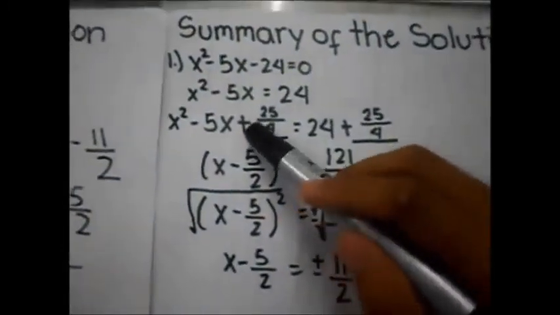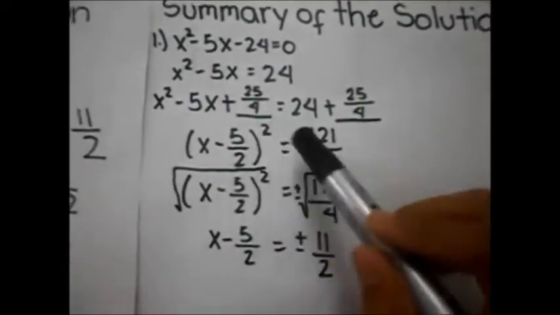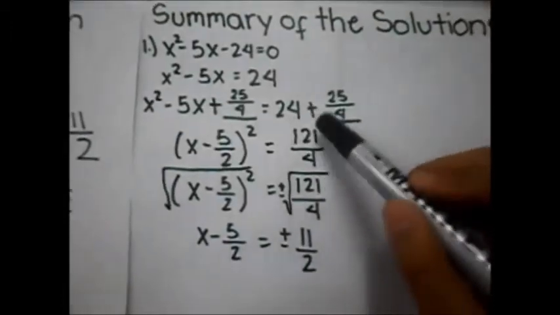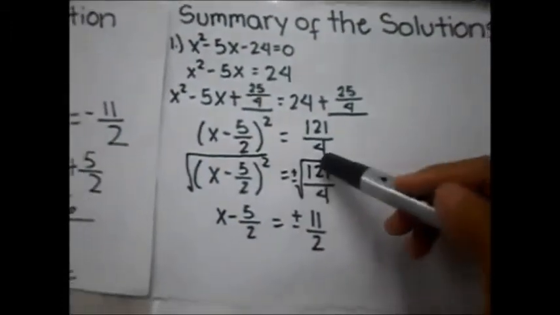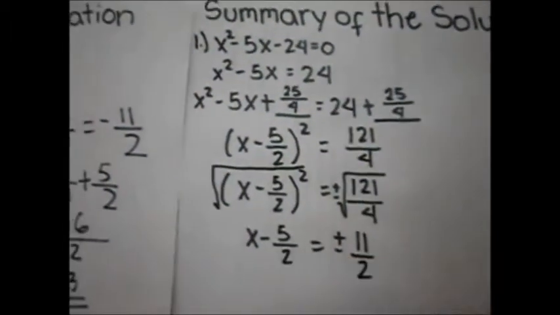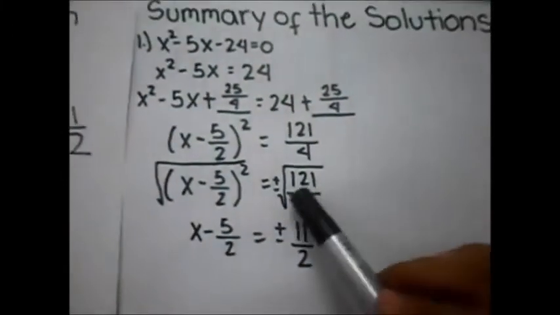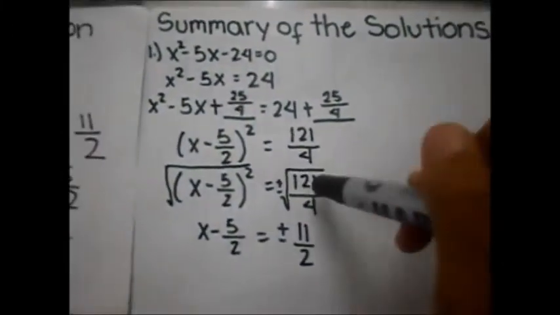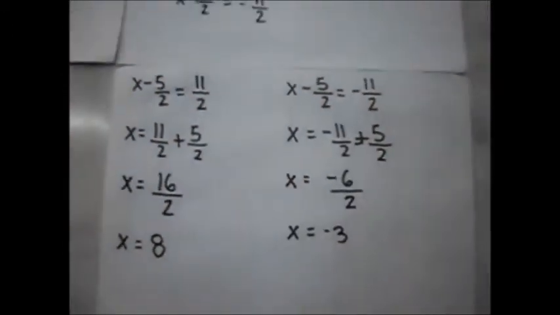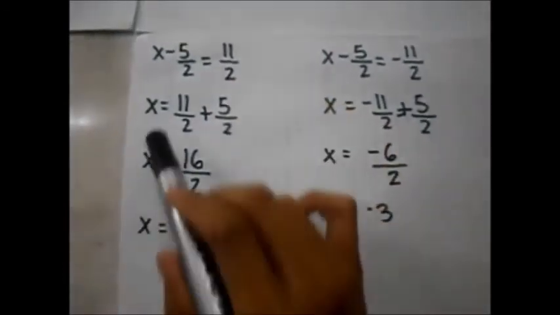And then factor the left member as a perfect square trinomial. So the answer is x minus 5 over 2 squared equals 121 over 4. Then next, take the square root of both sides of the equation using the double sign on the right member. So it becomes x minus 5 over 2 equals the square root of 121 over 4, which is positive negative 11 over 2. And then find the value of x by solving the resulting equation, which is x minus 5 over 2 equals 11 over 2.